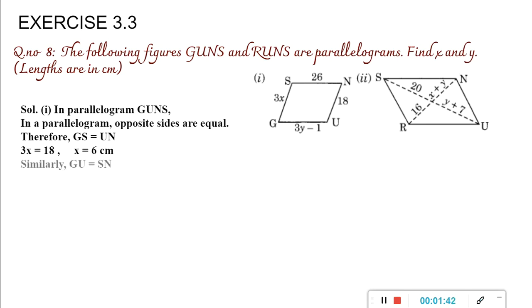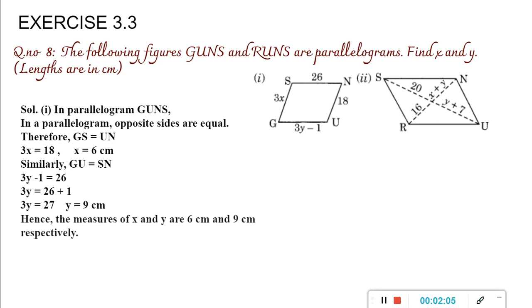The same way we can take the next side, GU is equal to SN. So 3y minus 1 is equal to 26. Minus 1 we can shift to the right side, that will be positive. So 26 plus 1, 3y is equal to 27. So y is equal to 27 upon 3, which is 9 centimeter. So we got the measures of x and y as 6 centimeter and 9 centimeter respectively.